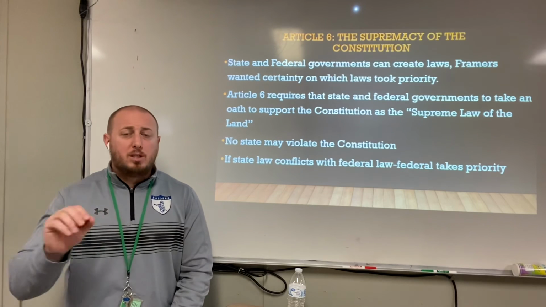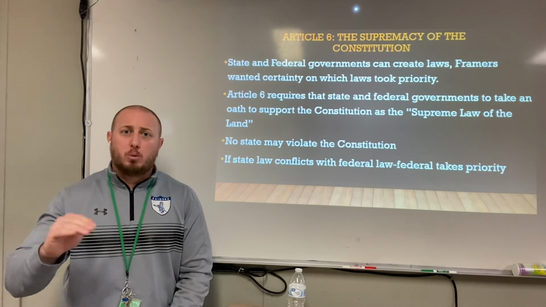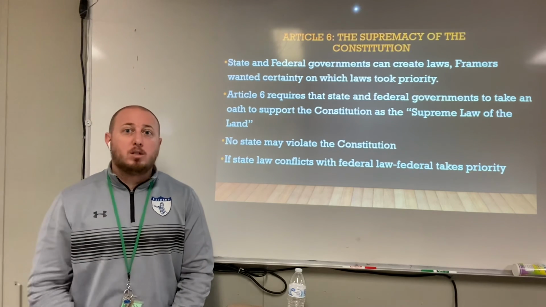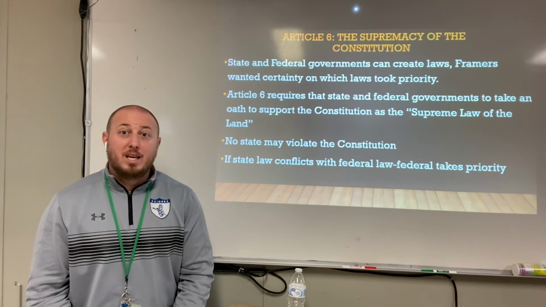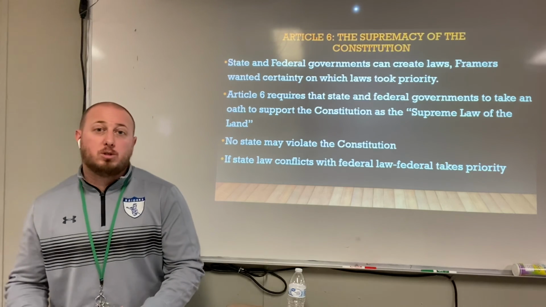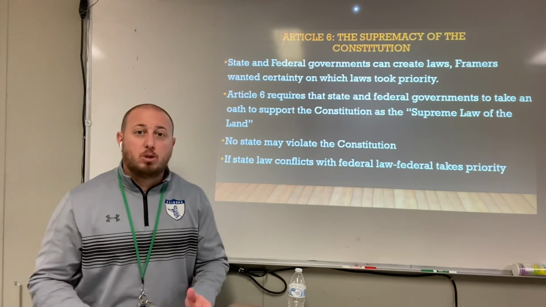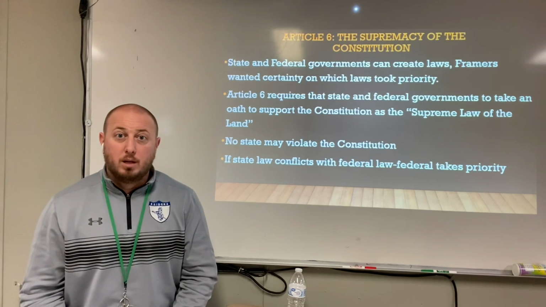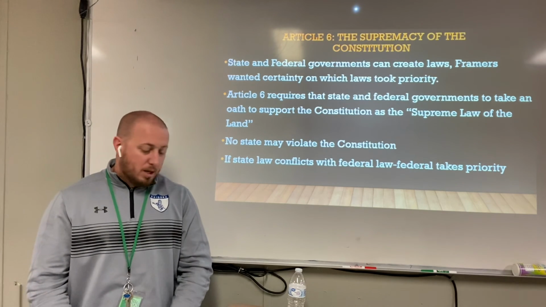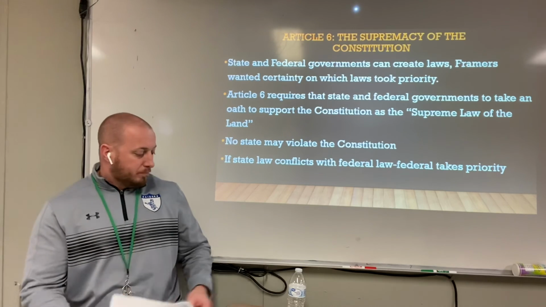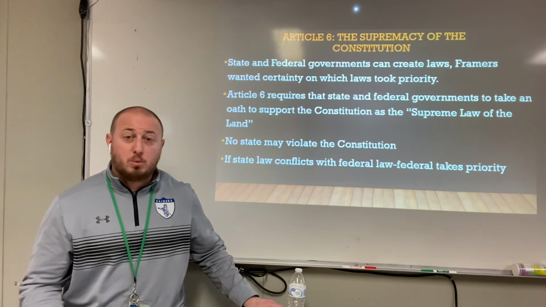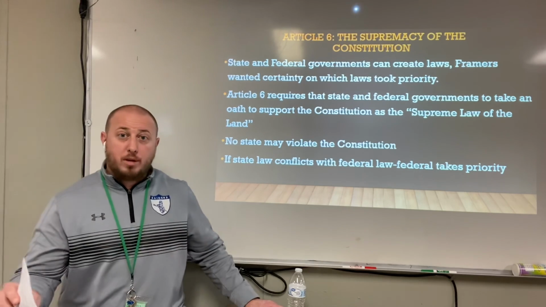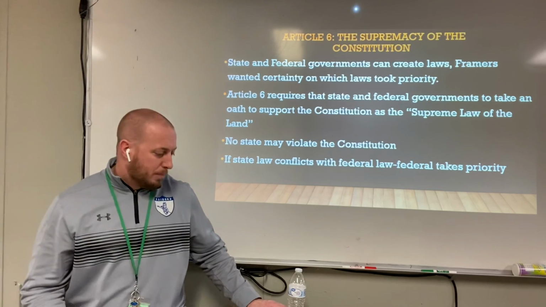However, state laws, so long as they don't conflict with the Constitution, states can create their own laws. But they can't create laws that conflict with what is in the Constitution and the amendments to the Constitution. So if it's in the Constitution as a federal law, states can't create laws that conflict with it. The Constitution is the supreme law of the land. If a law is created that conflicts with the Constitution, federal law takes precedent, okay? And those things usually end up in the Supreme Court.